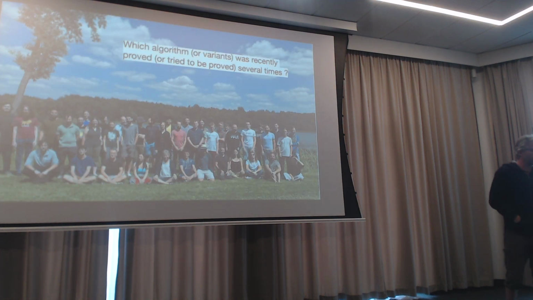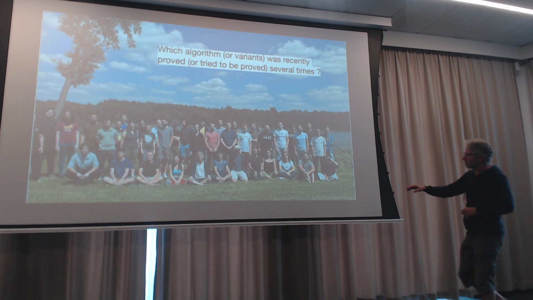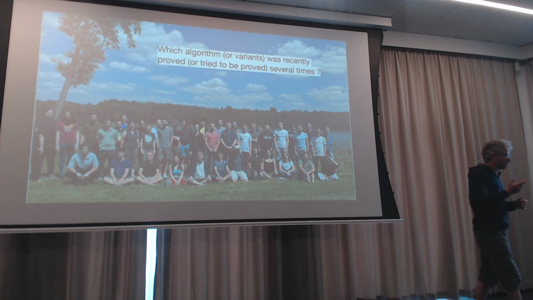There is an algorithm, a variant of an algorithm that was recently proved, tried to be proved several times. I presented the picture. I'm sorry, Mikael, you're cutting. No? Maybe not, so it's good. I'm not responsible for that. I think it's when they take the picture, it was cut like this. It's quite bad because there is some space over there.